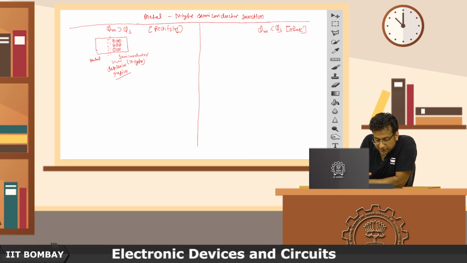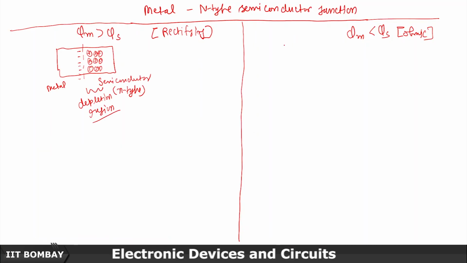Now if we consider the second case, the ohmic contact case, where phi s is larger than phi m. So here again we have a metal and semiconductor. So what will happen here? What this phi m smaller than phi s tells us is that for electrons in the semiconductor, it requires more energy to reach the vacuum level than in the metal. Okay, so what is going to happen is that electrons will move from the metal to the semiconductor this time.